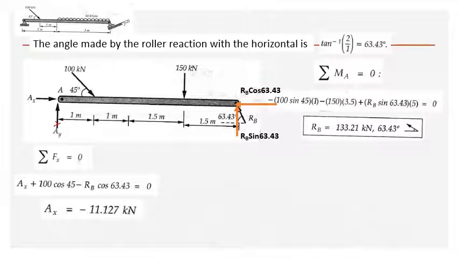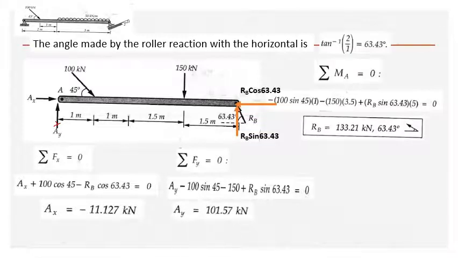Okay, and next is the next condition, sigma Fy is equal to 0. Find out the summation of all the vertical forces, that is AY, 100 sine 45, 150 and RB sine 63.43. Add according to the sign conventions. Upward forces positive, downward forces negative. So we get AY as 101.57 kilonewton.